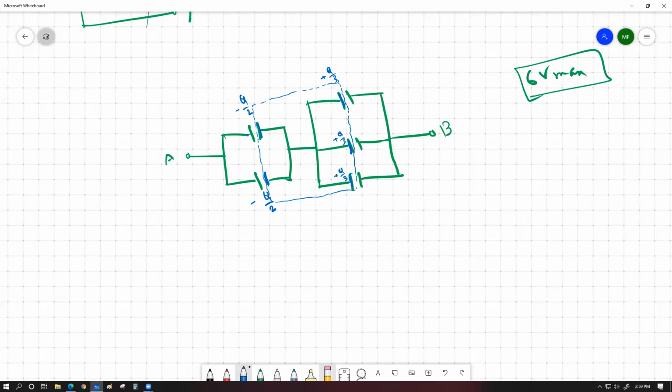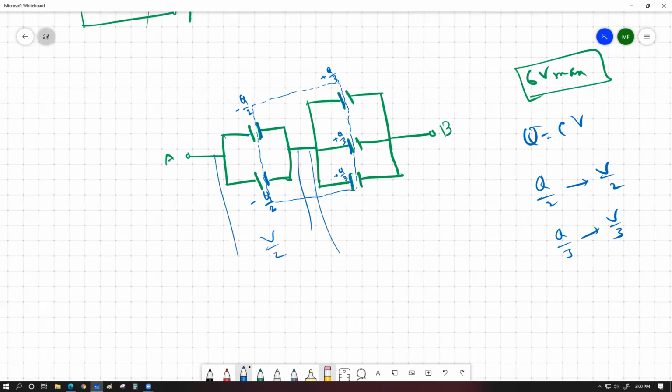Now the remaining part is pretty simple. So this actually means, because all of them have that same voltage, so I'm going to write Q equals CV. So Q by 2 charge should have a voltage of V by 2, Q by 3 charge should have a voltage of V by 3, which means the total voltage across this parallel combination is going to be V by 2, and total voltage across this parallel combination is going to be V by 3.